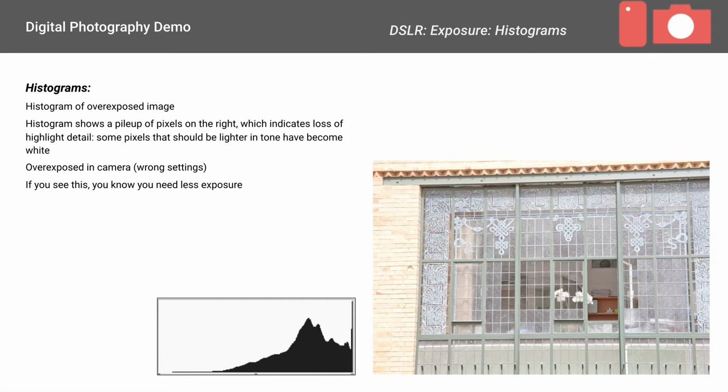Histogram of an overexposed image. If you see this on the back of your camera, you'll know that you're missing highlight details. If you look at the histogram, you'll notice that it's all piled up on the right, and that pile up means that things that should be lighter gray or lighter tones have become pure white. Like the doors in that previous overexposed image, there is information missing there. Even if you make it a little darker in Photoshop, you'll find that you are missing information.